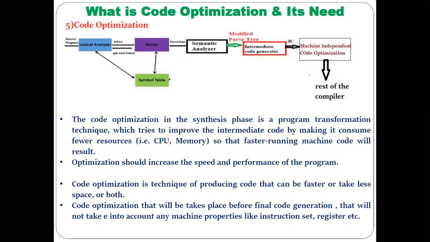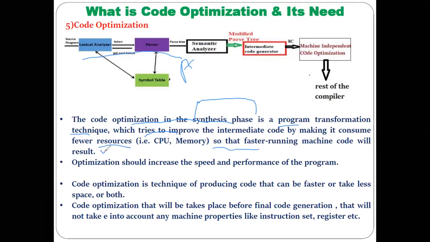Okay. And I have mentioned the same thing here in the second slide also: code optimization in the synthesis phase. Synthesis phase is another name for the back end of the compiler. The front end of the compiler is called the analysis phase, and the back end of the compiler is called the synthesis phase. So the code optimization in the synthesis phase is a program transformation technique, meaning making modifications in the program, which tries to improve the intermediate code by making it consume fewer resources. Which resources? CPU and memory, so that faster running machine code will be reached.